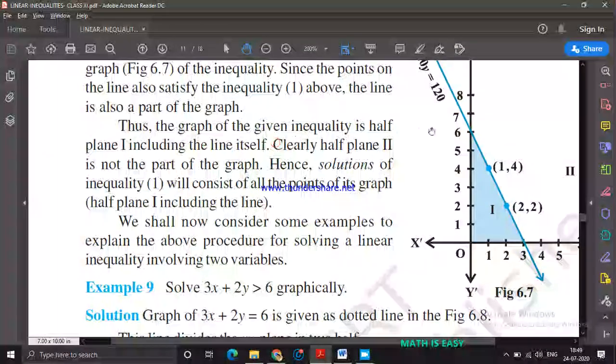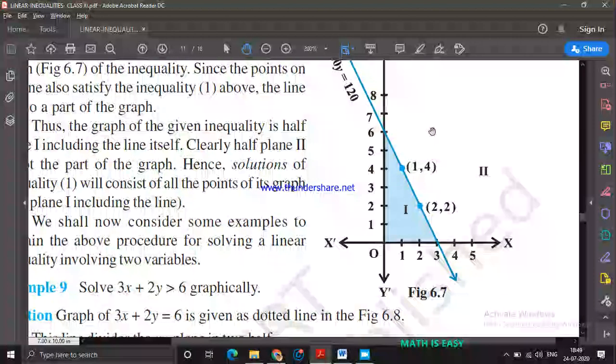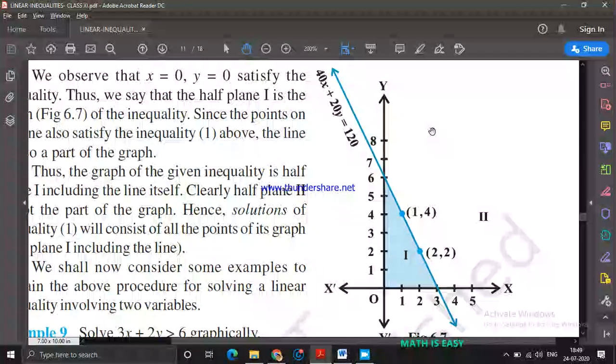Okay, so here we have the graph. 40x plus 20y equals 120. So this blue line will represent 40x plus 20y equals 120. Now when I have less than or greater than, how do I decide?